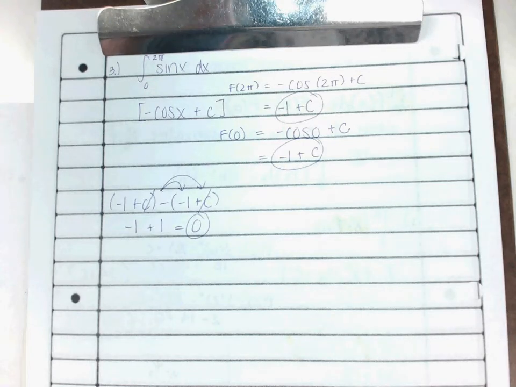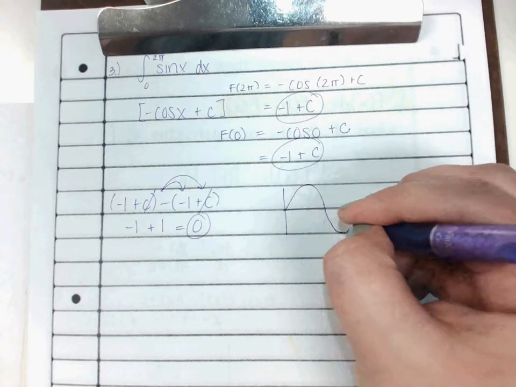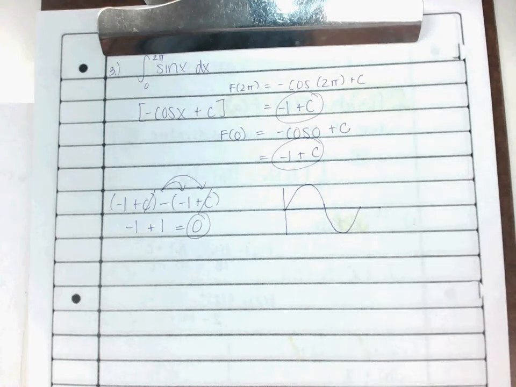Okay, what does sine do? It accumulates area above and then below. And then what happens with the areas if they're congruent?